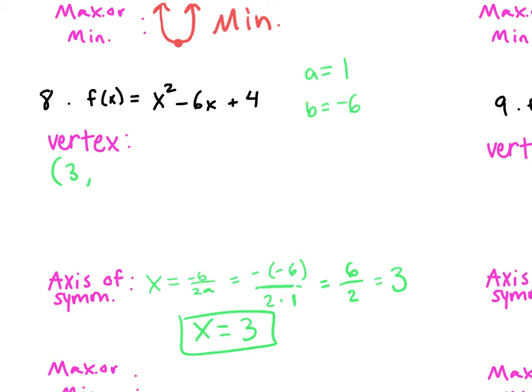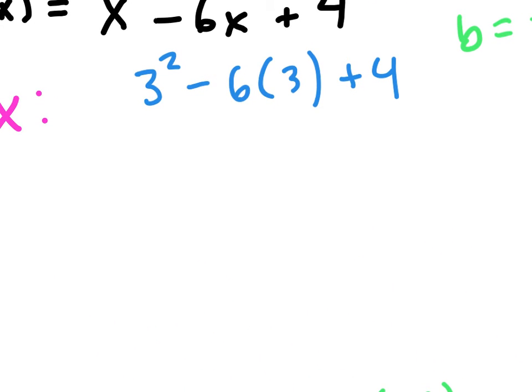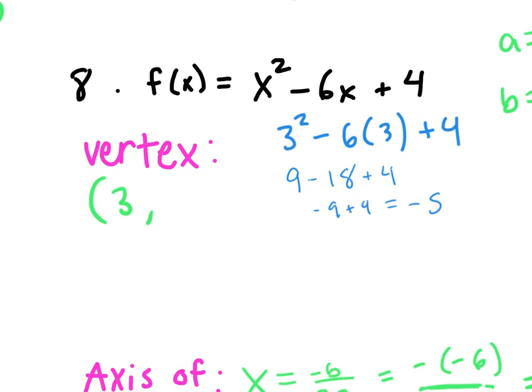How do we find the second one? Plug it in. So we have 3 squared minus 6 times 3 plus 4. So PEMDAS, what should we do first? 3 squared. What's 3 times 3? 9. What is 6 times 3? 18. And plus 4. So what's 9 minus 18 plus 4? Well, negative 9 plus 4 is negative 5. So our second number in our vertex is negative 5.